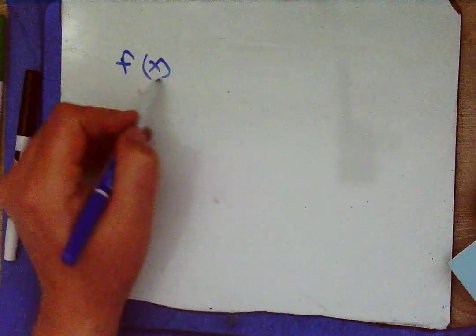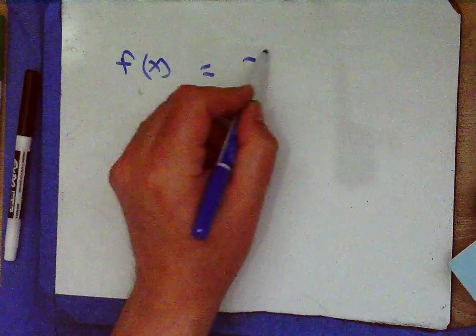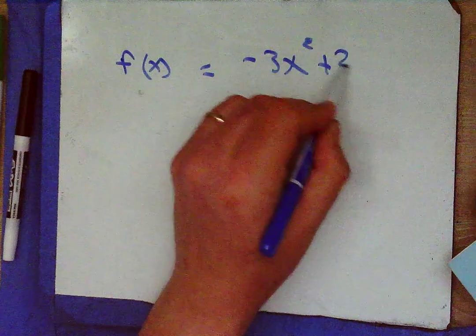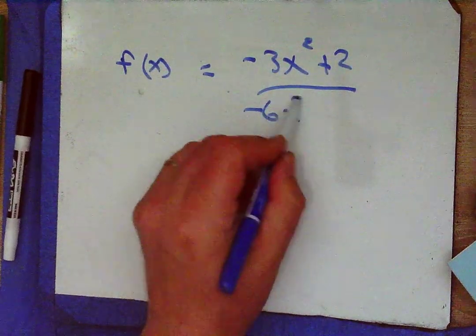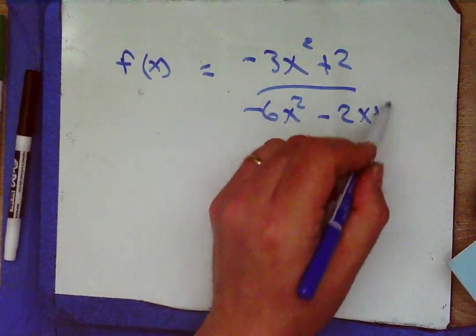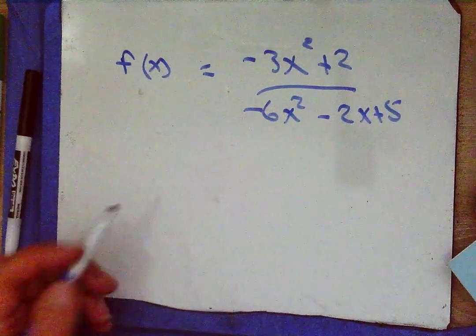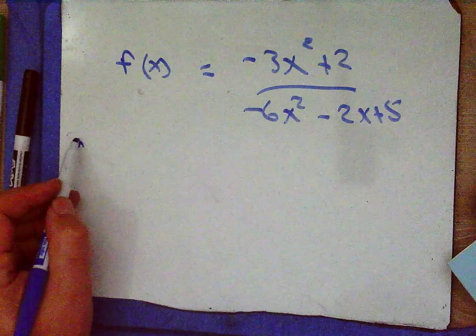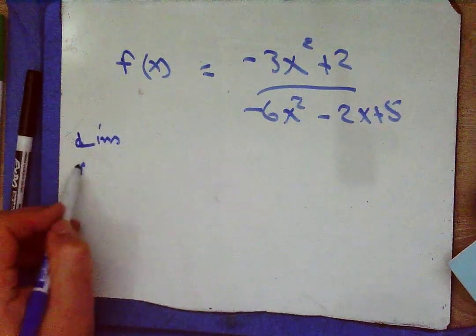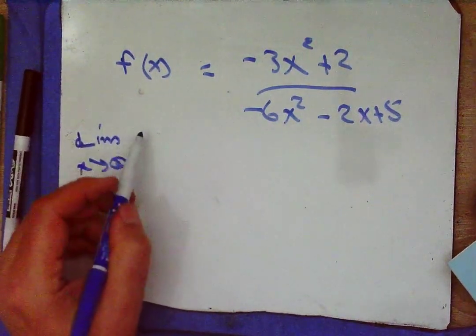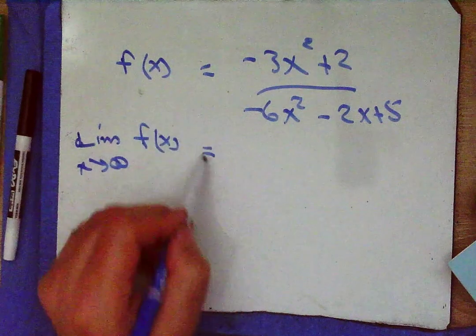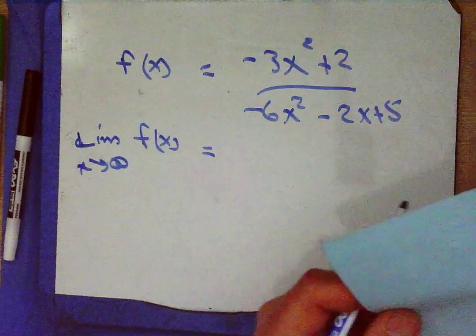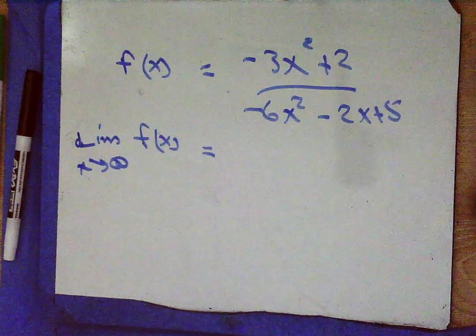But that doesn't mean that you're not up to it. So here's an f of x, negative 3x squared plus 2 over negative 6x squared minus 2x plus 5. Tell me, what is the limit as x heads to infinity of f of x in this case? Pause the video, give this one a try, see where it takes you.